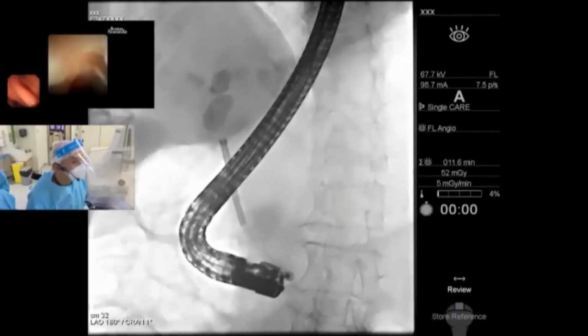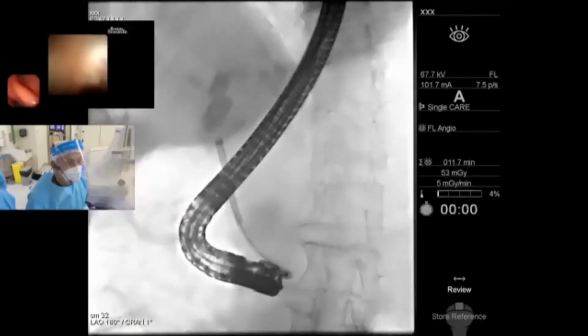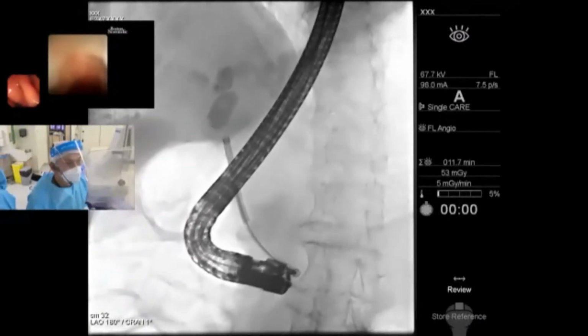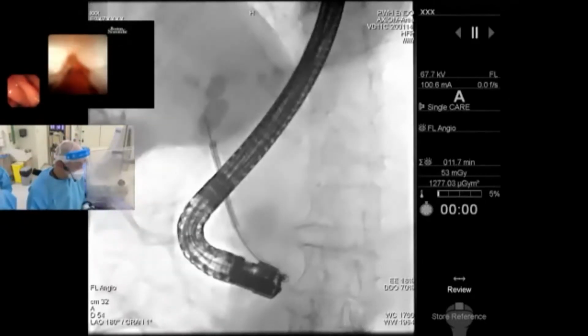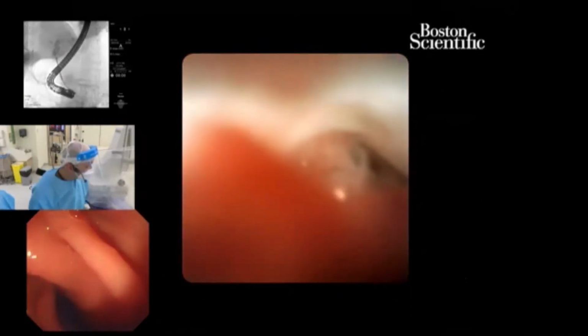Sometimes with this position, it's very difficult to put the forceps through the spyglass. What is your way to avoid such difficulties? Can you say that again? Sorry, I can't hear you. With this position, sometimes it is very difficult to insert your biopsy forceps inside the spyglass. Yeah. Do you face some difficulty sometimes?